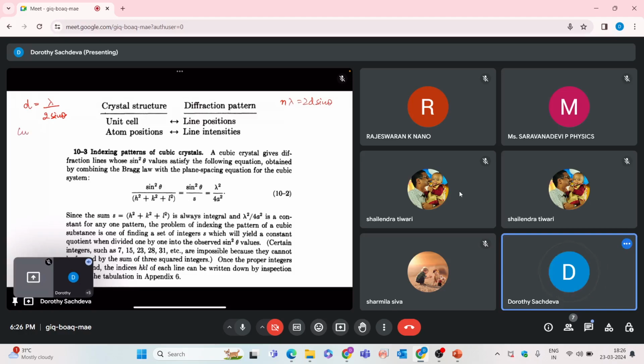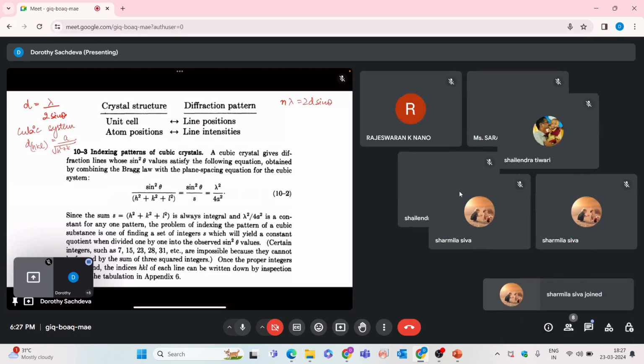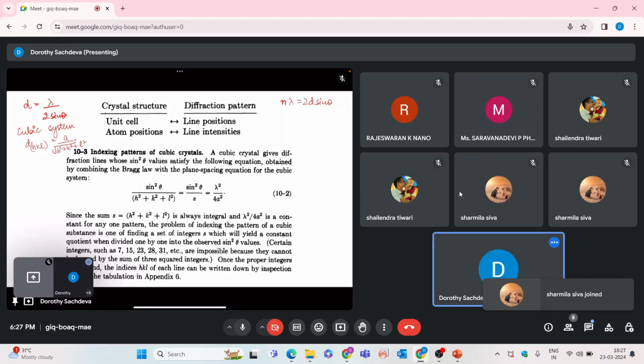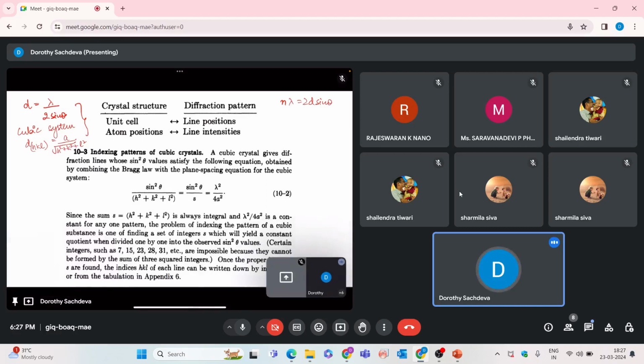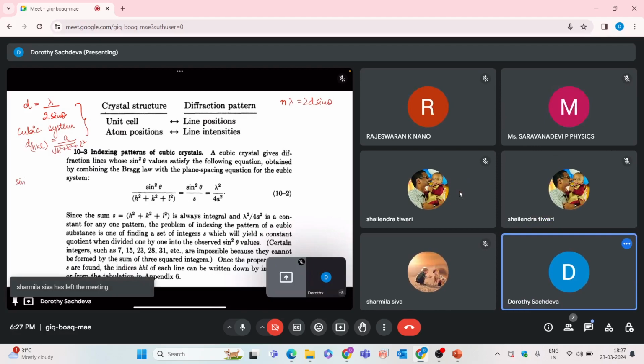And for the cubic system, we have d_hkl is equal to a divided by under root of h square plus k square plus l square. So using these two equations, we can simply write the sine square theta divided by, wait, let me make it much more clearer.